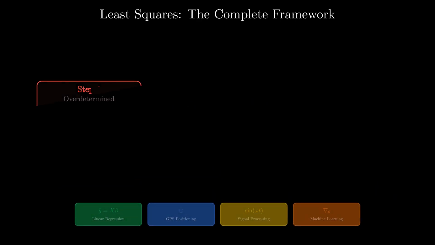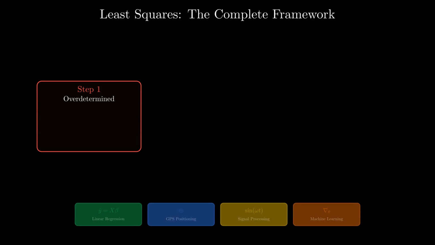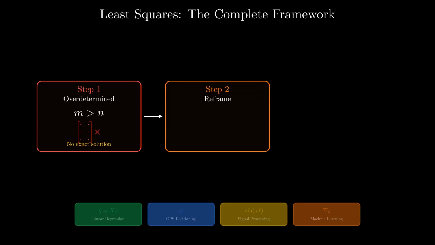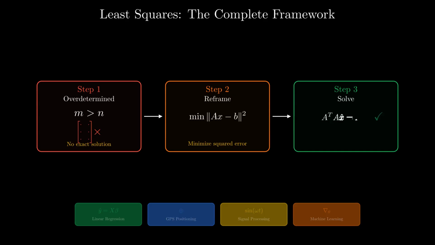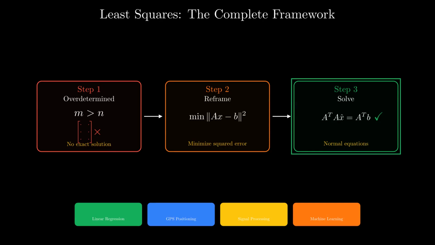Let's review the 3-step structure. Step 1. Recognize that the system has more equations than unknowns. It's overdetermined, so no exact solution exists. Step 2. Reframe the problem. Instead of trying to solve Ax equals b exactly, minimize the squared norm of Ax minus b. Step 3. Solve the normal equations to find x hat. When perfection is impossible, least squares delivers the mathematically optimal compromise, with the caveat, as we saw earlier, that outliers can undermine the result.